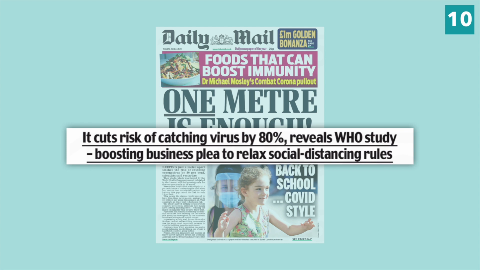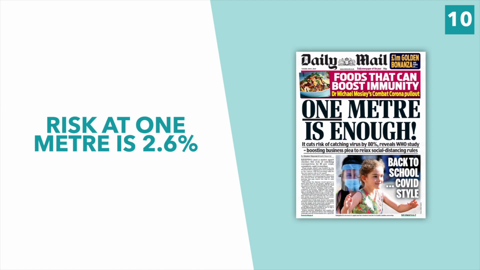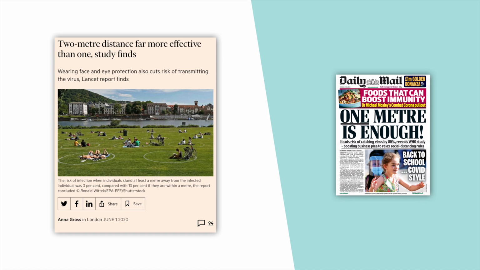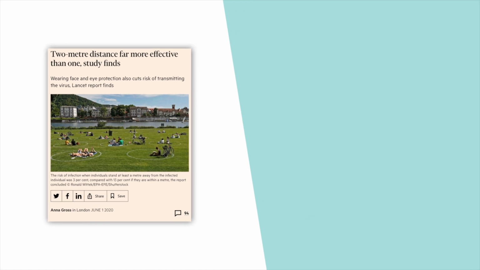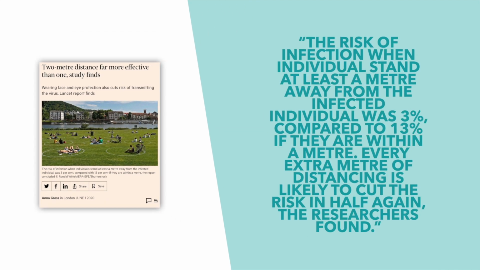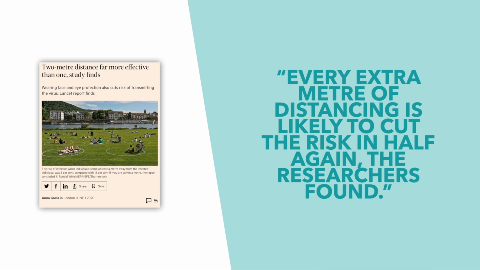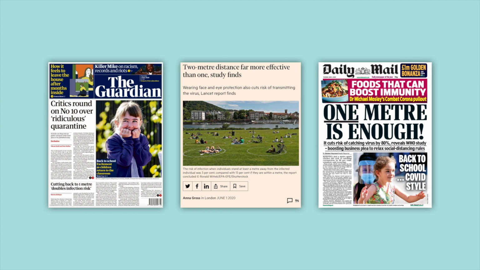The same Daily Mail article also claimed that the risk of being 1 meter apart is only 2.6%, while the risk of 2 meters apart is 1.3%. But a Financial Times article from June 1st says that the risk of infection when individuals stand at least a meter away from an infected individual was 3%, compared to 13% when they were within 1 meter. And according to the FT, every meter of distancing is likely to cut the risk in half again, the researchers found. Confusingly, all three of these articles are broadly correct.